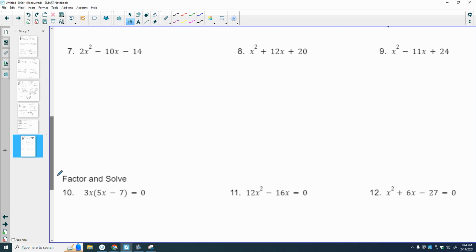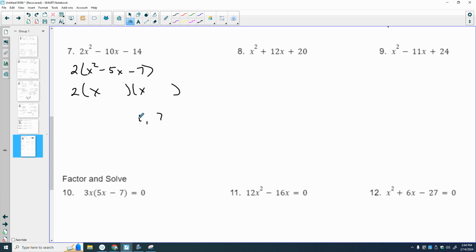All right, sorry, got a little excited there. What number evenly divides into all three of these? A 2. X squared minus 5x minus 7. 2 parentheses. How do I get x squared? X and x. How do I get 7? 1 and 7. These are my only factors.